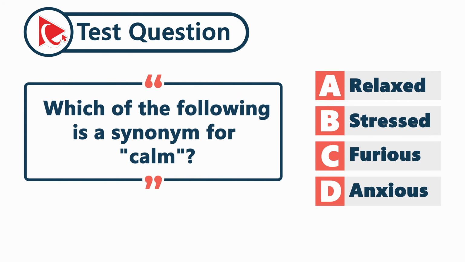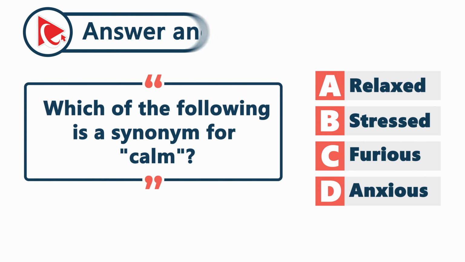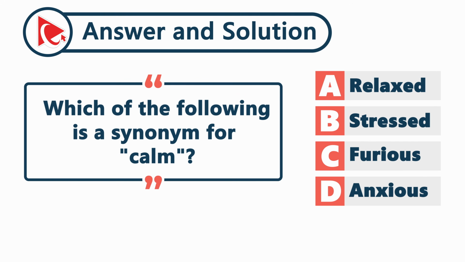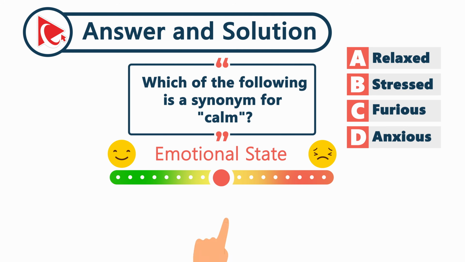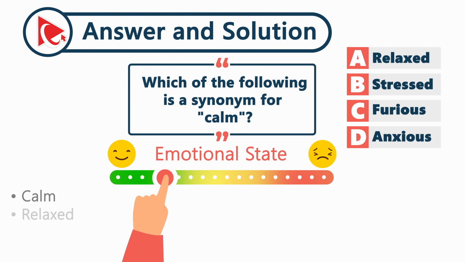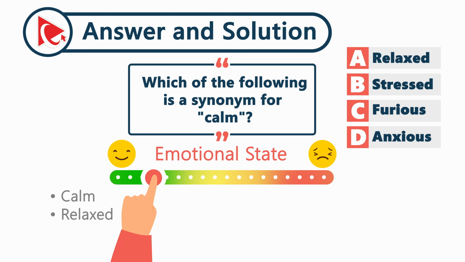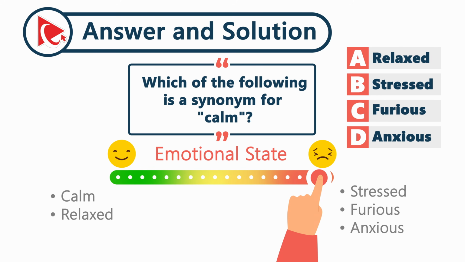Time's up. Do you have your answer ready? I bet you are, but just in case, let's look at the answer together. To understand human emotional states, let's build a scale. On the one side of the scale, we will have states like calm and relaxed, and on the other side of the scale, we will have states like stressed, furious, and anxious.